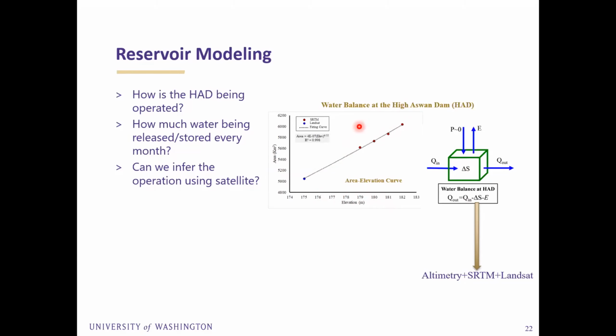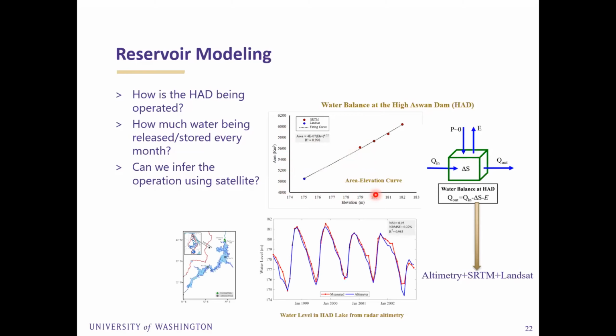And so they can give us an indication about the elevation, or the surface water elevation, over the lake. So we have this, and for each elevation, we can also calculate the area. So we have an idea about the reservoir area elevation curve. And then we use another satellite called altimetry.